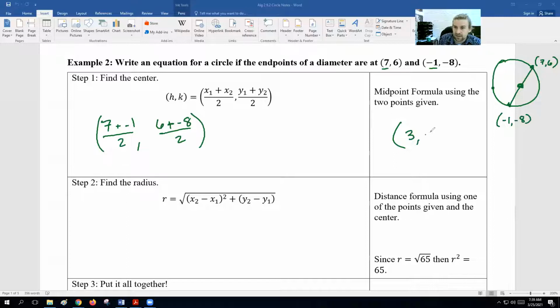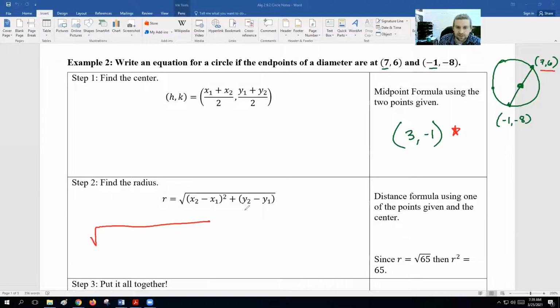-2 divided by 2 is -1. So the center is at (3, -1). The next thing that we can do is find the radius. Now the radius goes from the center to an endpoint.